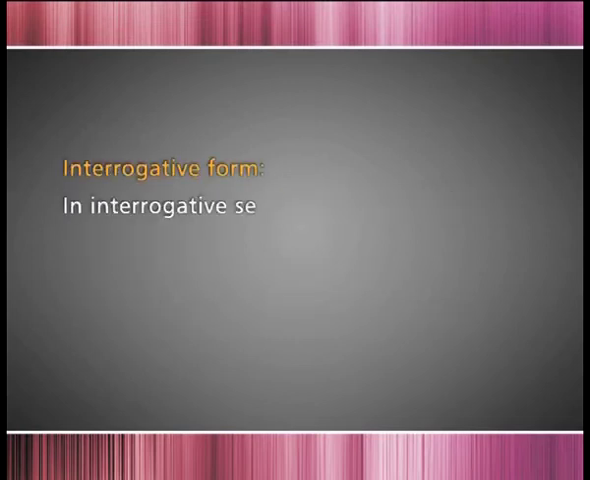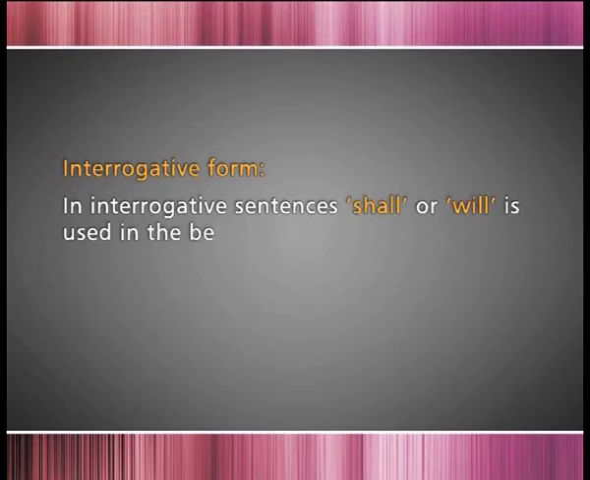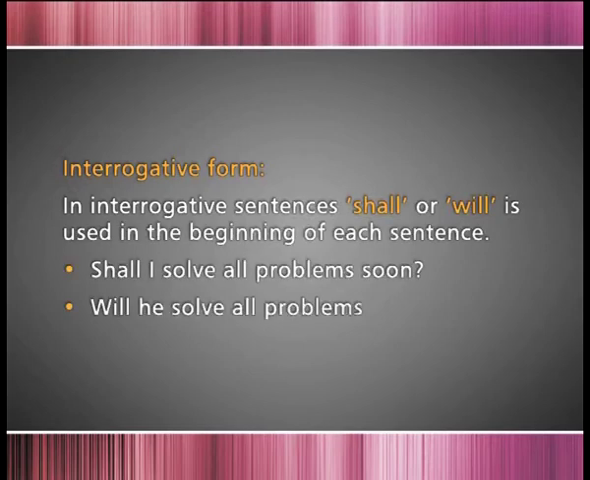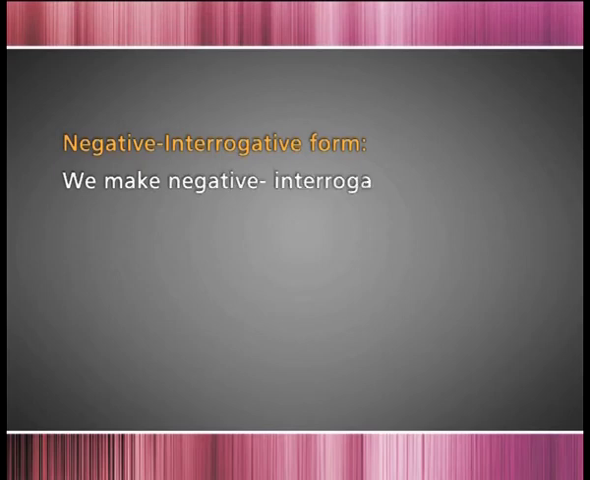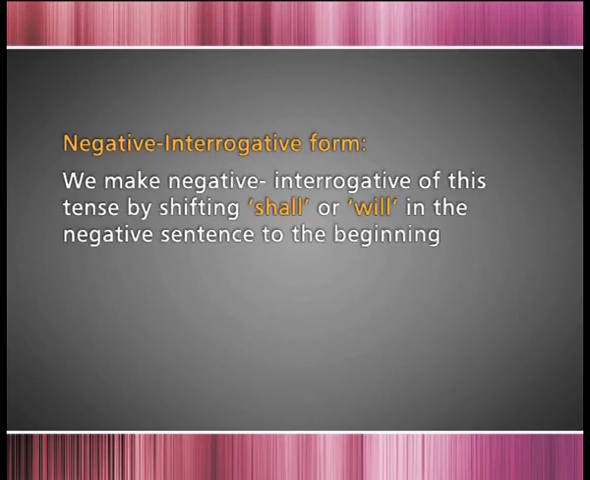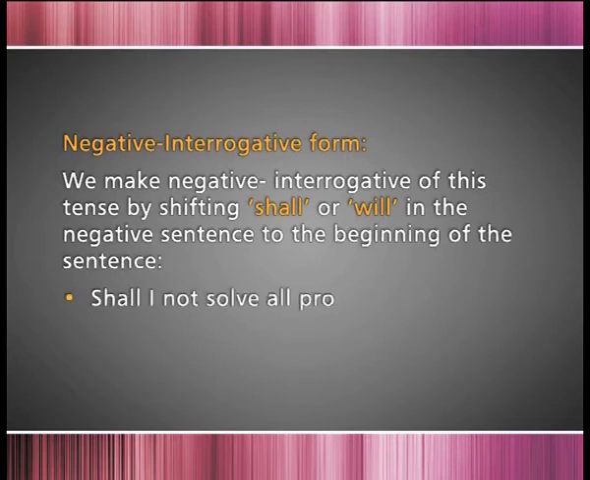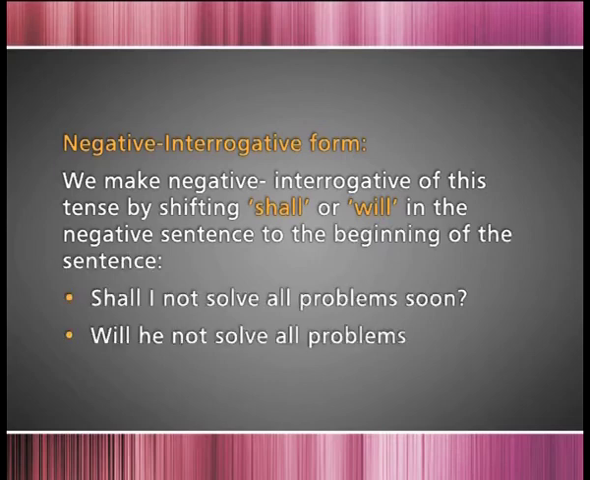Interrogative form. In interrogative sentences, shall or will is used in the beginning of each sentence. Shall I solve all problems soon? Will he solve all problems soon? Negative interrogative form. We make the negative interrogative of this tense by shifting shall or will in the negative sentence to the beginning of the sentence. Shall I not solve all problems soon? Will he not solve all problems soon?